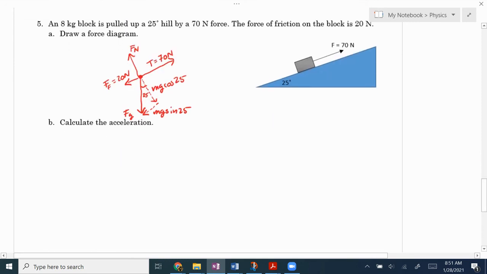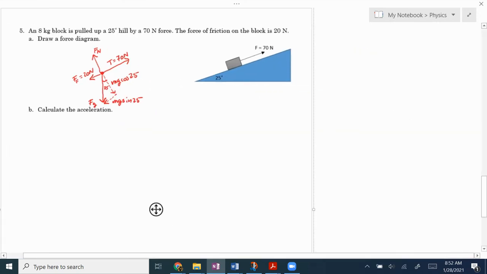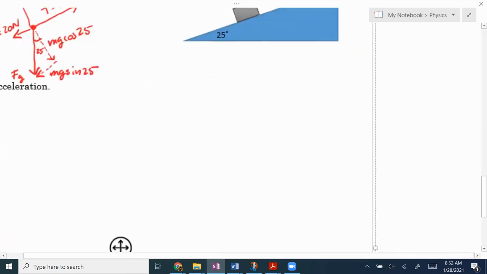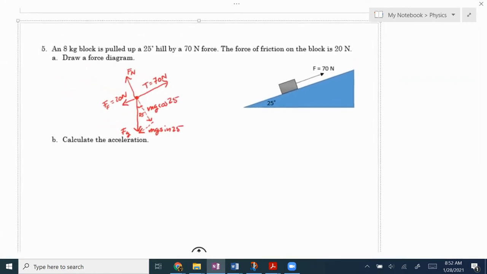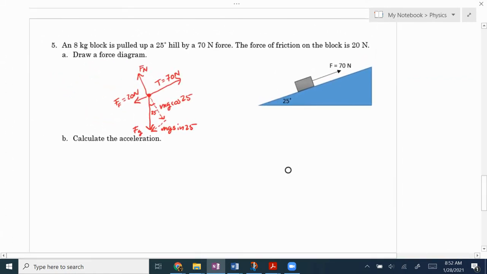Let's calculate the acceleration. So it is going to accelerate that way, right? So we're going to sum our forces in that direction, the x direction, equals ma, because it's accelerating. Forces to the right would be that tension force. Forces to the left, in the opposite direction of the acceleration, would be the mg sine 25 and also the force of friction. Let's go ahead and now start to plug in some numbers.